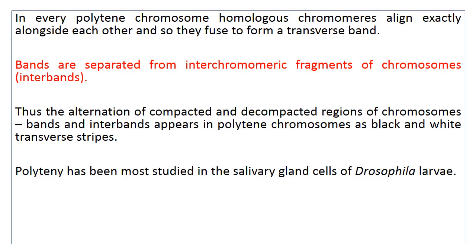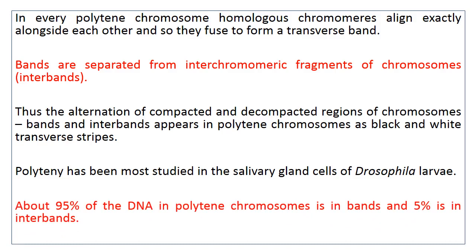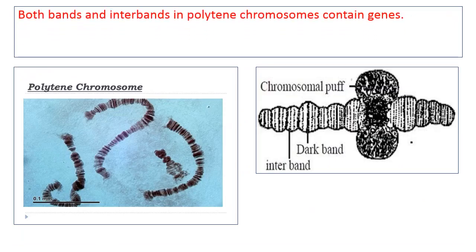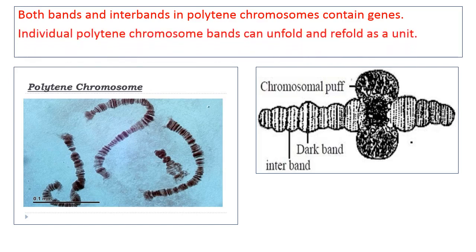Polyteny has been most studied in the salivary gland cells of Drosophila larvae. About 95% of DNA in polytene chromosomes is in bands, that is the dark bands, and 5% is in interbands. The most important point about the polytene chromosome is that both bands and interbands, meaning both light and dark portions of the polytene chromosomes, contain genes, and individual polytene chromosome bands can unfold and refold as a unit.